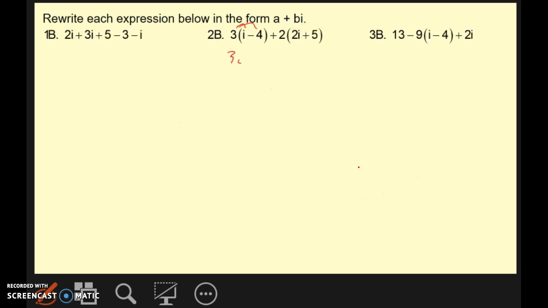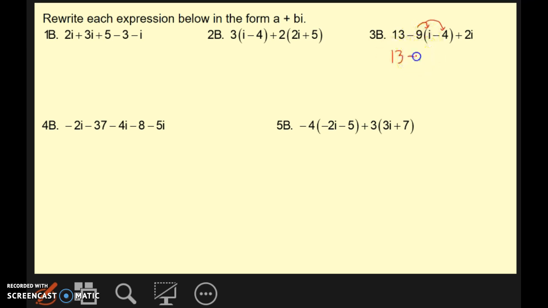So that's all great and wonderful, and that's really a review of things you've done before this lesson. But when we're looking at an expression with an imaginary number, it's actually not any different. If we have a number out in front of parentheses, we're still going to do any distribution. If we have like terms, we're still going to put them together. So on a question like 3b, we're going to take our negative 9, distribute it to both terms in the parentheses. That gives us 13 minus 9i plus 36 plus 2i.